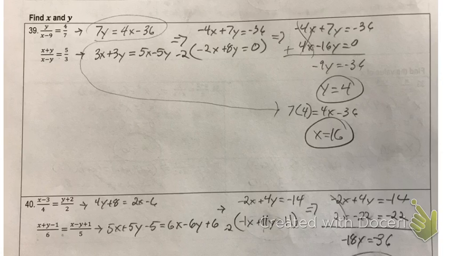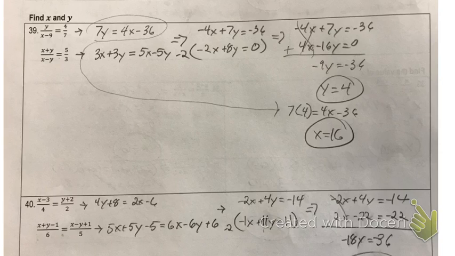Then I went ahead and used elimination. I said, well, if I multiply the bottom by negative 2, I will get a positive 4x down here. So I multiplied the whole bottom by negative 2. Used my elimination property to come up with negative 9y equals negative 36. Y equals 4. You plug that into either one of the equations, and you come up with x equals 16.